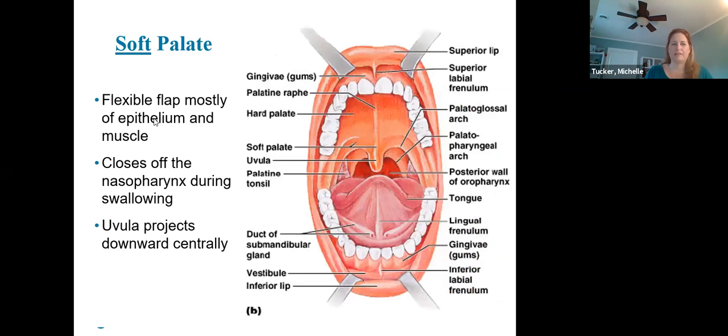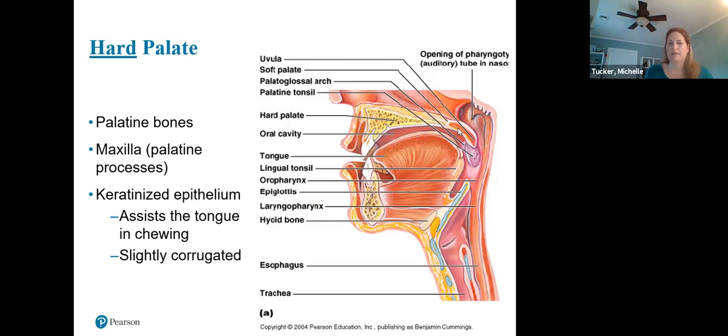The soft palate, I actually still like this picture better. The soft palate is made up of muscle and epithelium, and it ends in a tip called the uvula. And its purpose is that when the swallowing reflex is initiated, it will come up and close off the nasopharynx. So that the pathway of a food bolus is down through the oropharynx, laryngopharynx, and then to the esophagus.